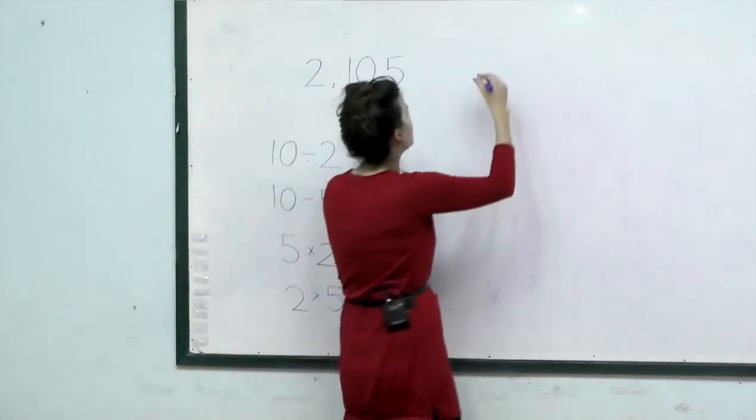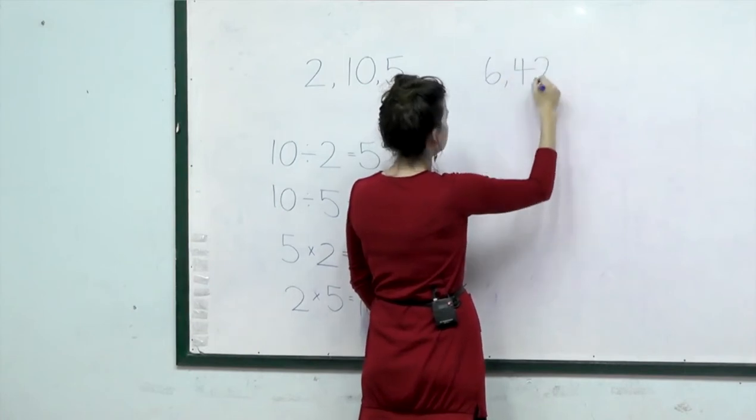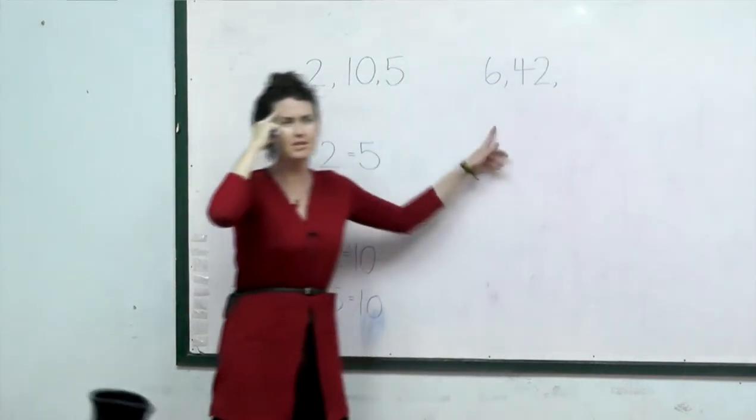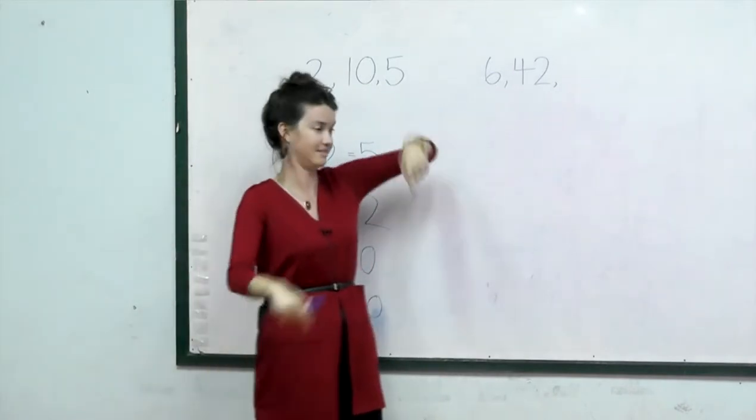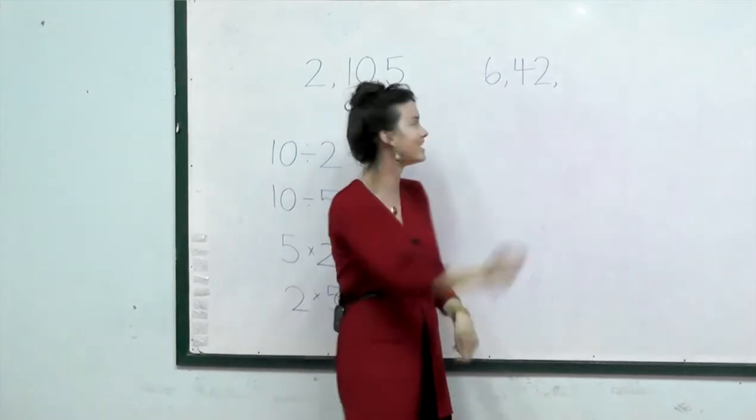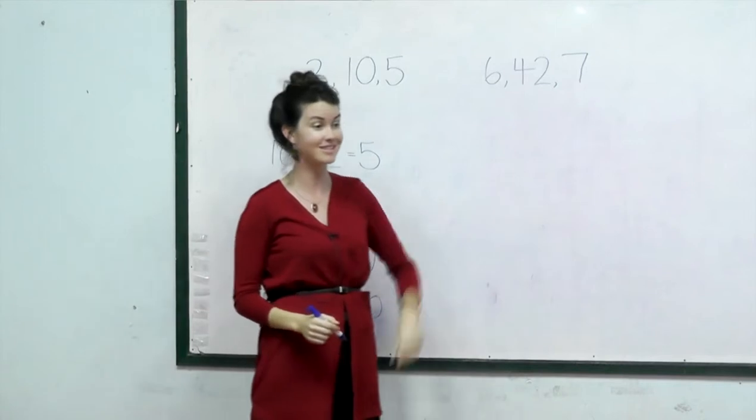Great job. What if I have the numbers 6 and 42? What number is missing? Not 8. That's okay. What is it? 7. Good job. Can you tell us one of our equations?